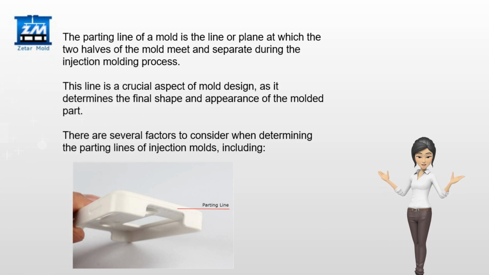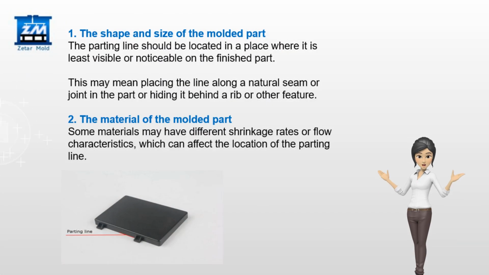This line is a crucial aspect of mold design, as it determines the final shape and appearance of the molded part. There are several factors to consider when determining the parting lines of injection molds, including the shape and size of the molded part. The parting line should be located in a place where it is least visible or noticeable on the finished part.